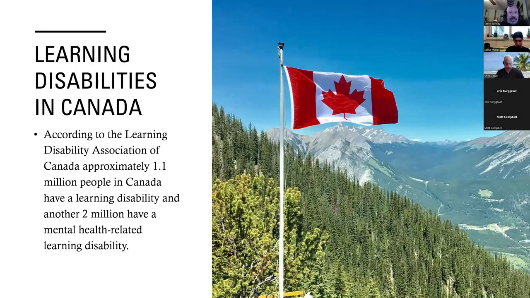And then this slide, which talks about learning disabilities in Canada, I left no alt tag on this image, so you can actually go and read what alt tag it assigned to it. This is a picture of a Canadian flag flying over what looks like a provincial park, maybe Banff or Jasper or something, I'm not sure.